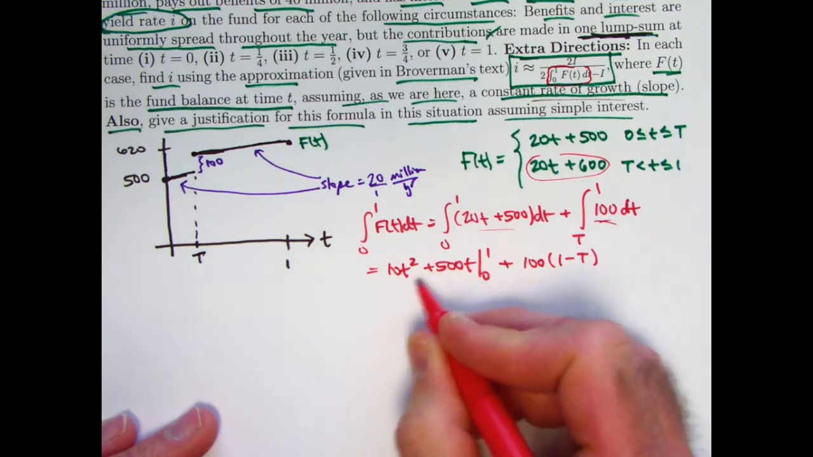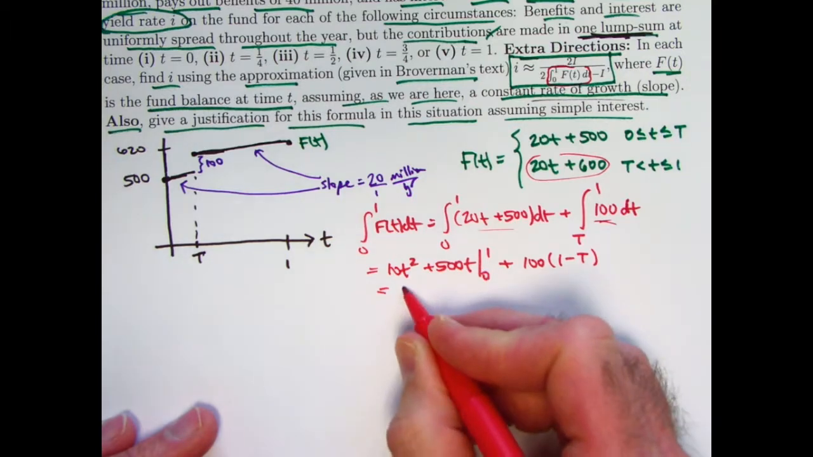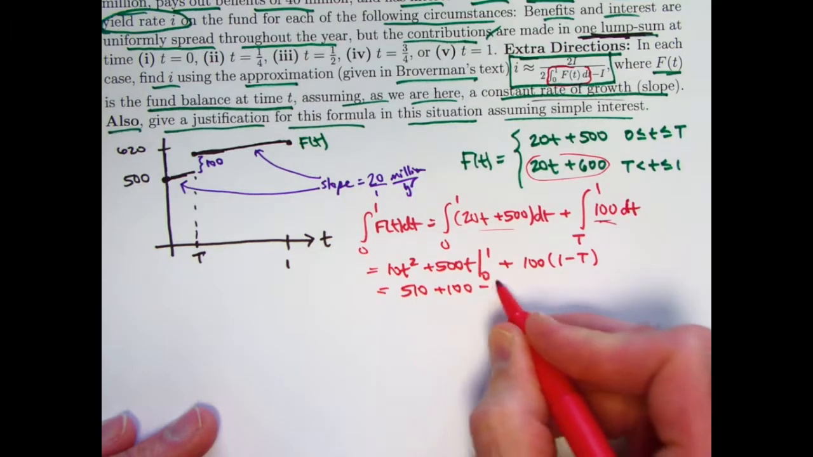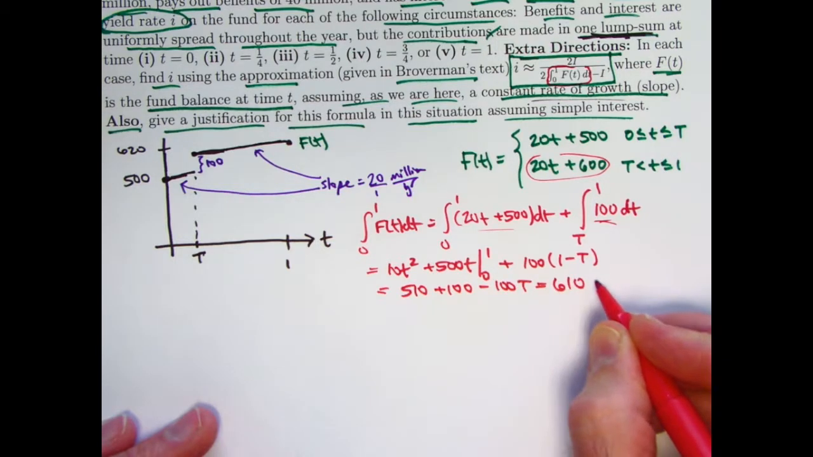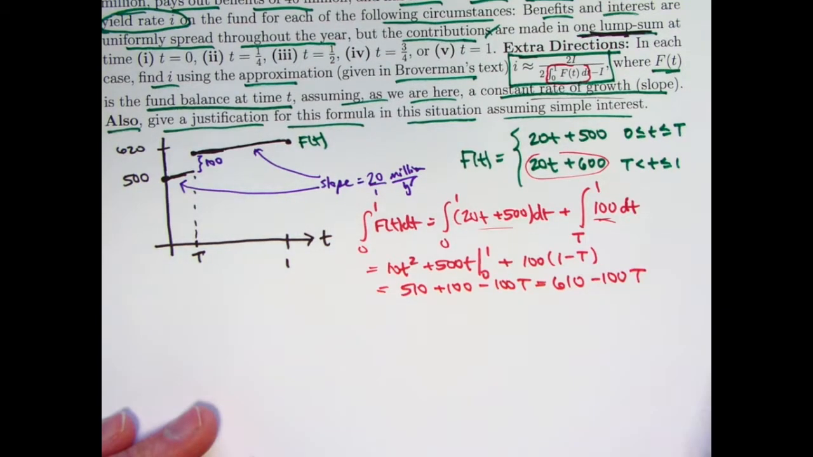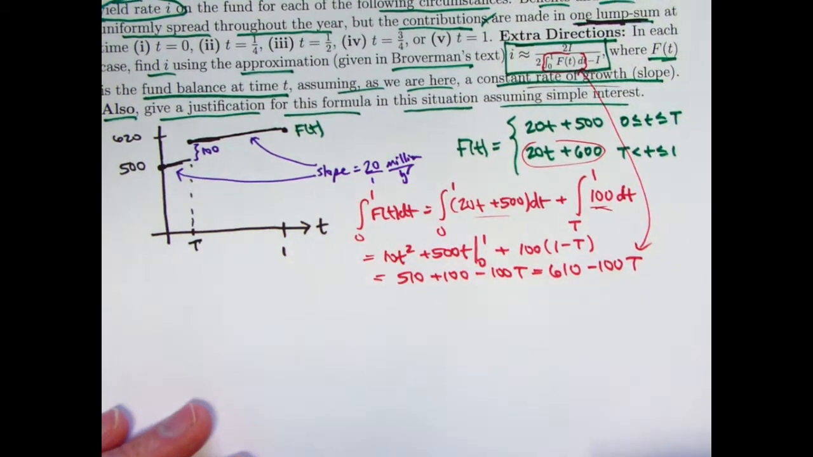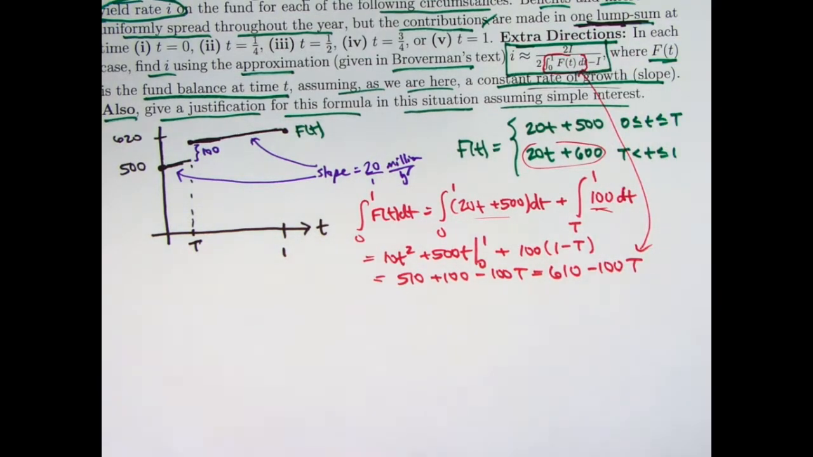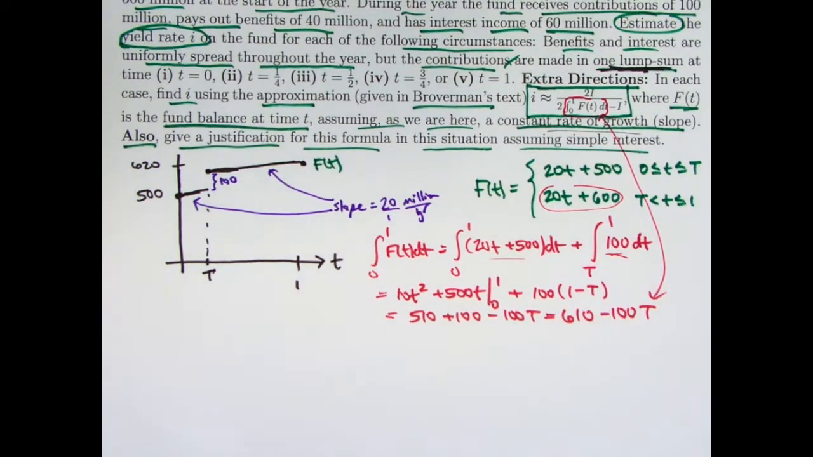Plug in t equals 1 here, you get 510. Plug in 0, you get 0. You get 510 here plus 100 there minus 100t. This simplifies to 610 minus 100t. That is what that integral equals in the general case. Let's go ahead and simplify the formula for I now in the general case, and then we can find the answers very quickly once we have that formula.